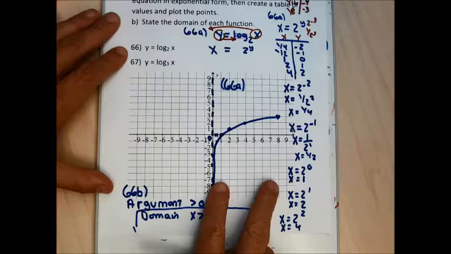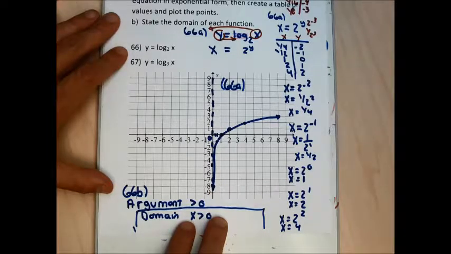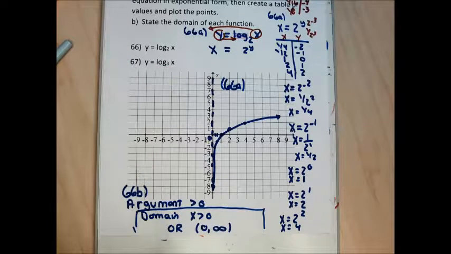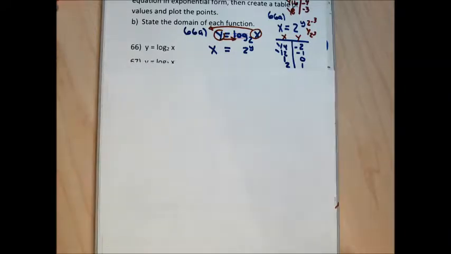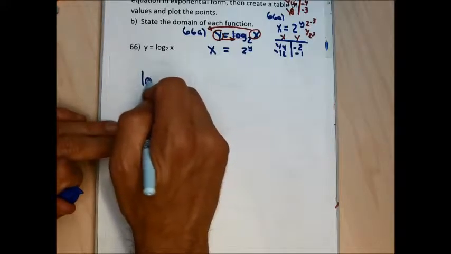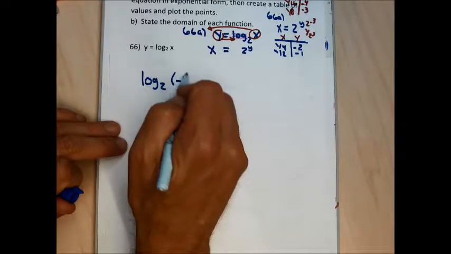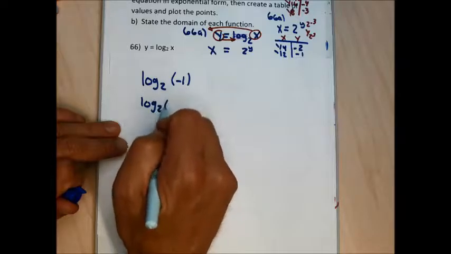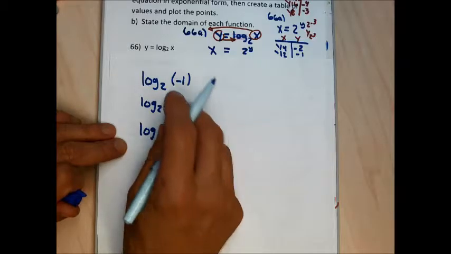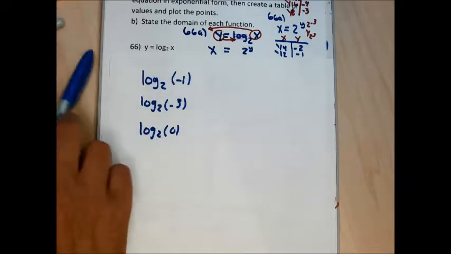If I want to change that to an interval, the interval that's corresponding to x is greater than 0 is the interval from 0 to infinity. Logarithms aren't defined for negative numbers, nor are they defined for zeros. Just to show you real quickly what happens on my calculator, if I try to find log base 2 of negative 1, or log base 2 of negative 3, or even try to find the logarithm of 0, each one of these is asking a question that doesn't have an answer.